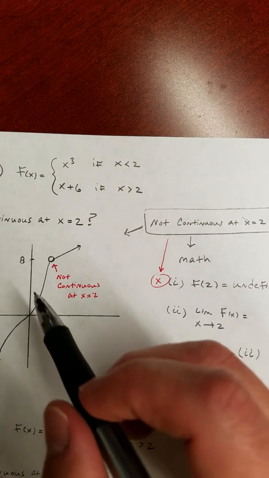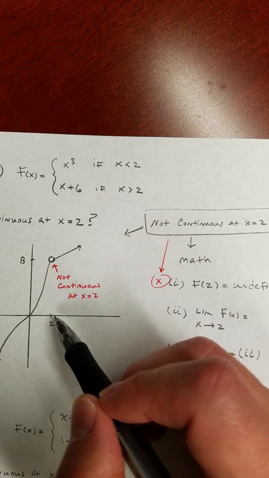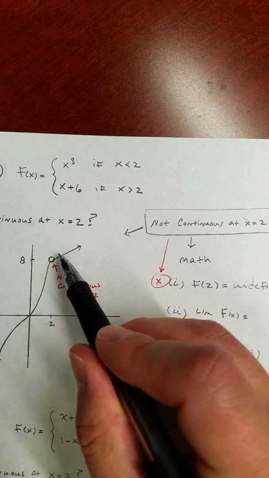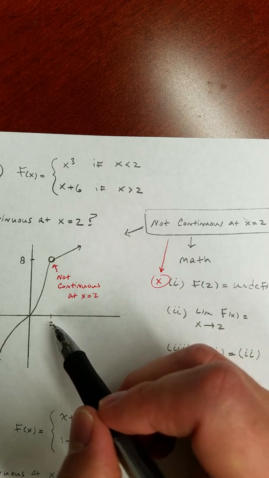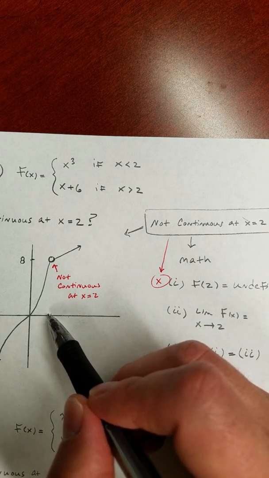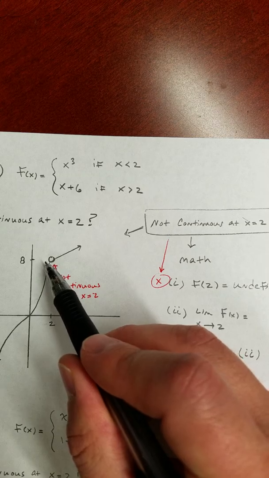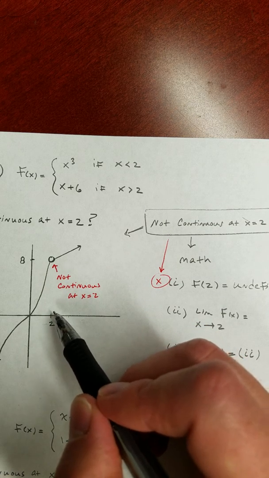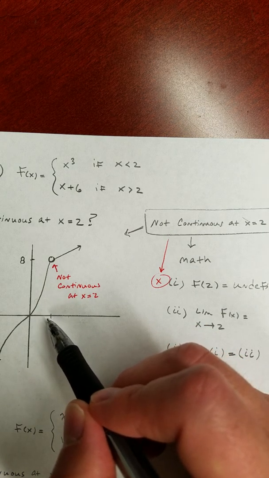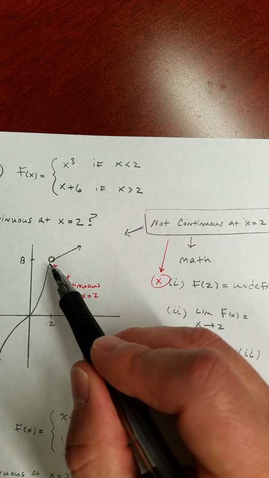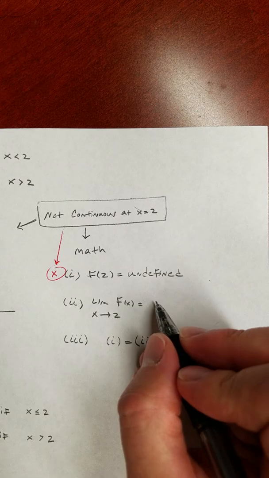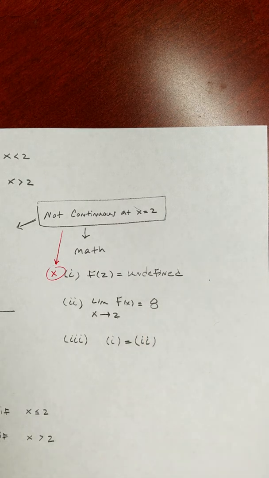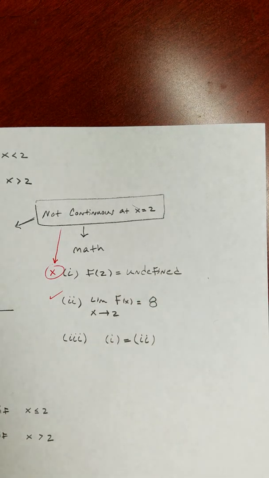Well, look at the picture. If x was 2.1, what y would you be getting? Something slightly bigger than 8. And say x was 1.9, what y would you be getting? Something slightly below 8. All the x's near 2 are going to give you y's very close to 8. So that limit has an answer. It's 8. So it passes that second part, fails the first part.